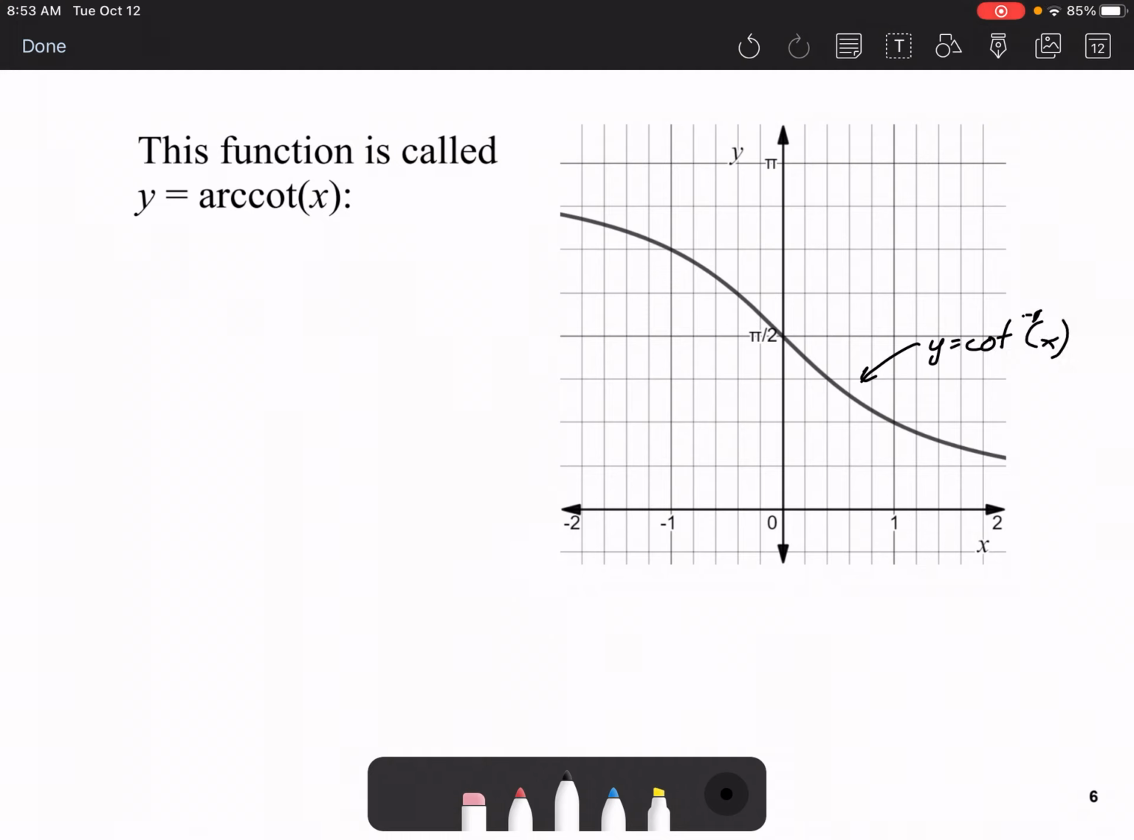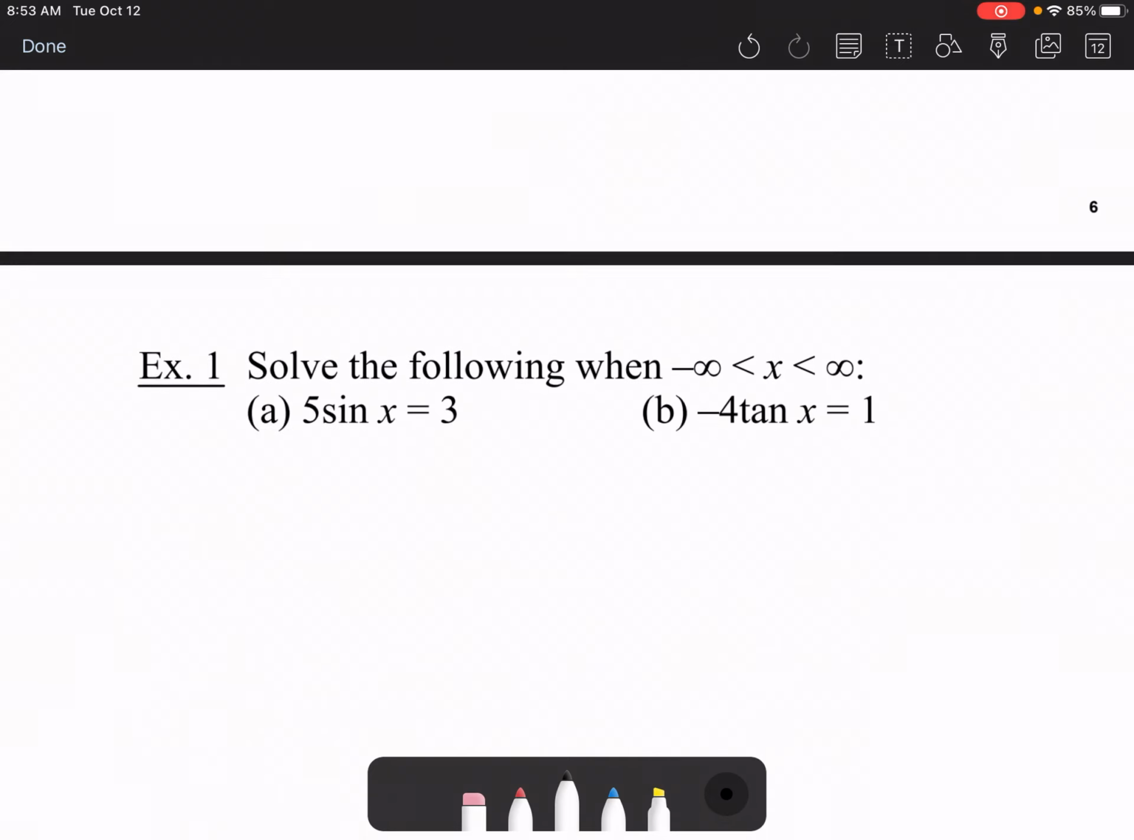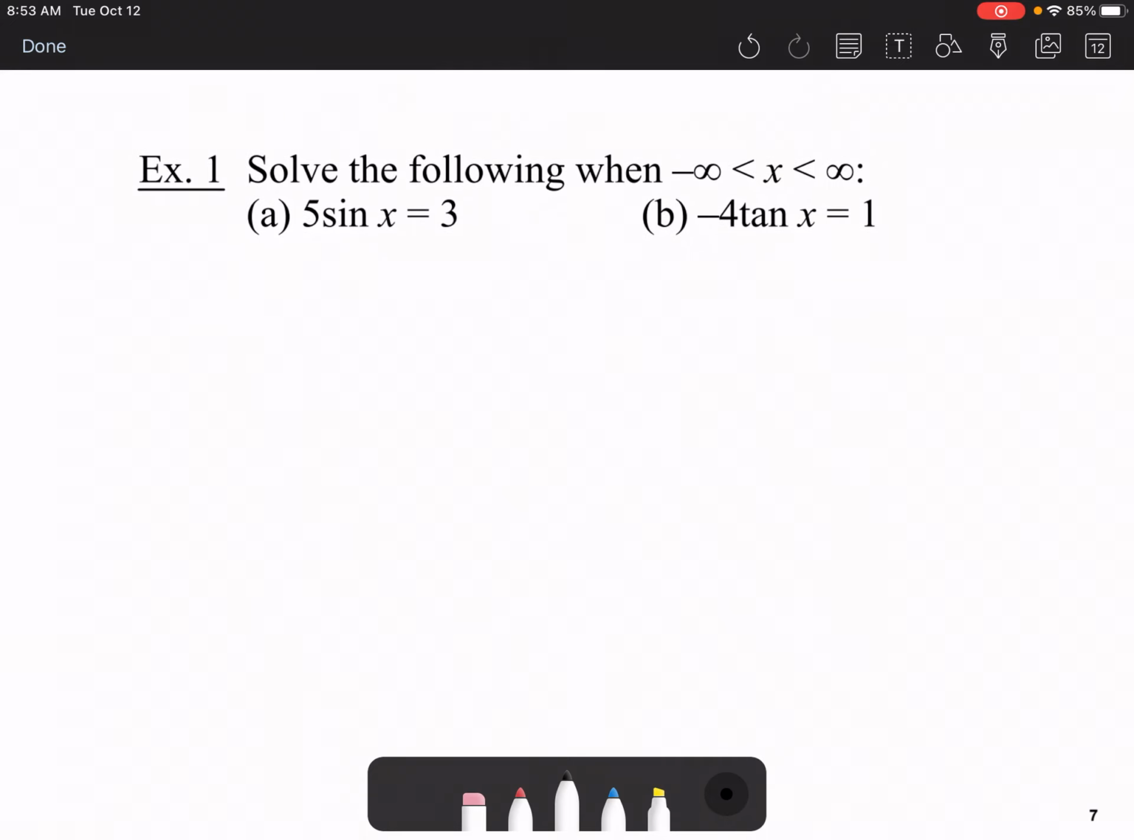You don't need to remember what these functions look like, just the fact that they are only defined within a specific domain, usually between -pi/2 and pi/2 or 0 to pi. So we're going to use our skills to solve these kinds of questions, so that we can find the solutions on all the domain, between -infinity and infinity.